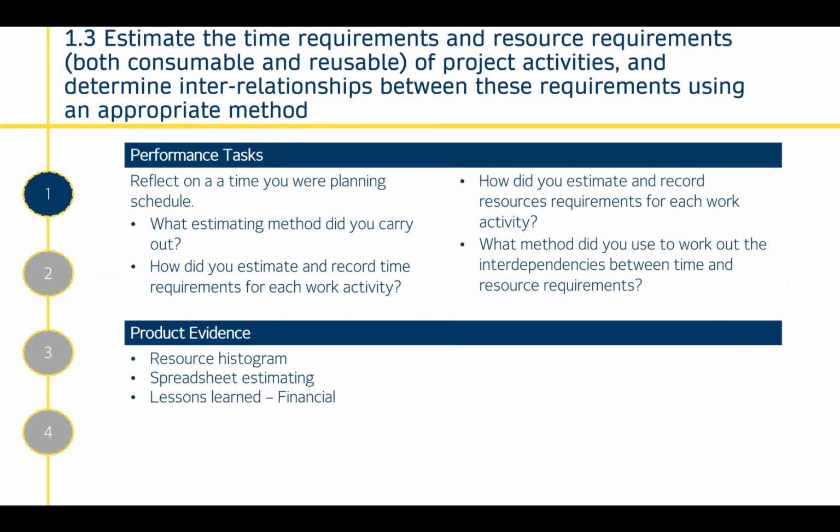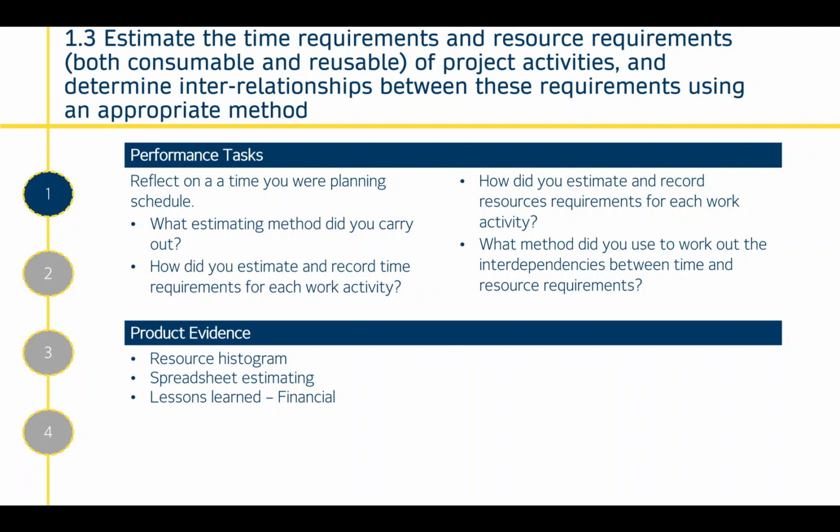1.3 is estimate the time requirements and resource requirements, both consumable and reusable, of project activities. Determine the interrelationships between these requirements using an appropriate method. So this is now about estimating time requirements. This could be using PERT, for example. It could be using any other technique that you'll be using for your project.